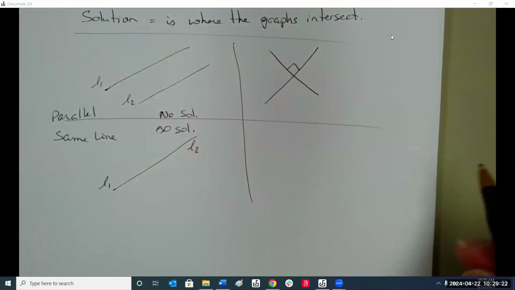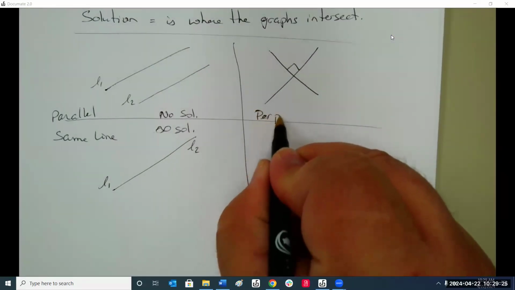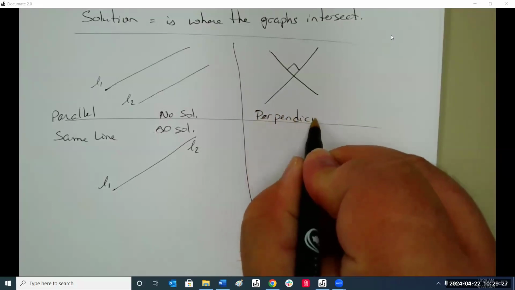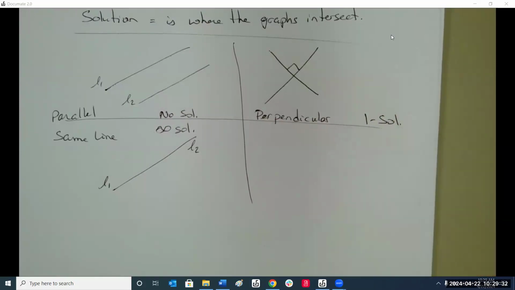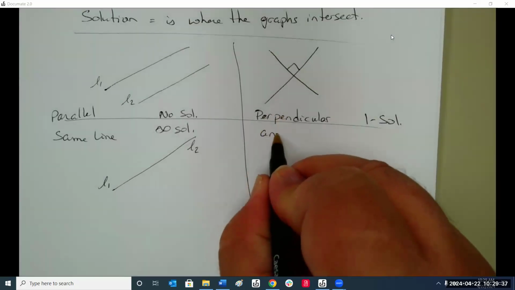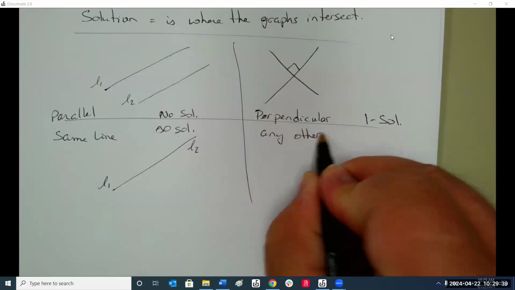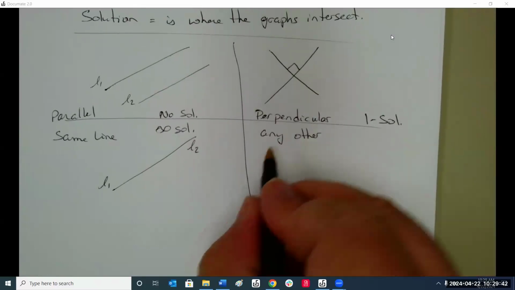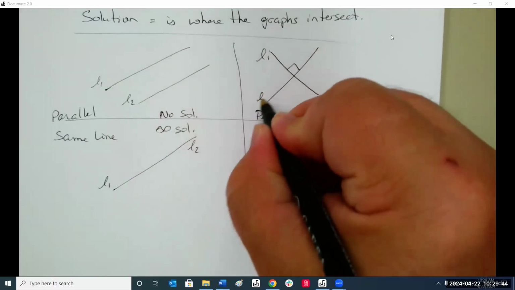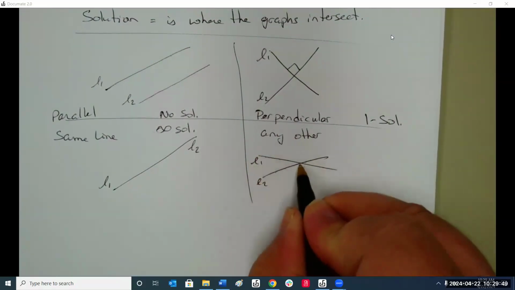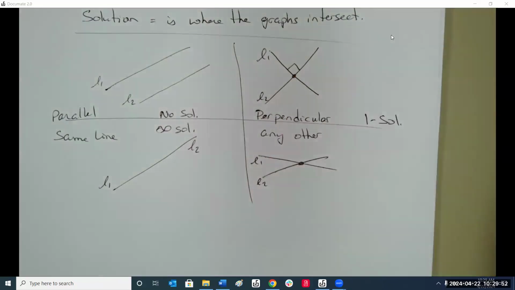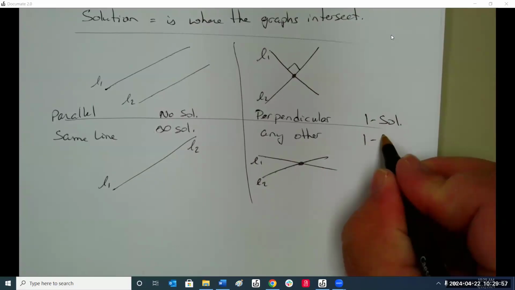They can form a 90-degree angle. We call that perpendicular. We only have one solution. And we have any other. This is line one, line two, and this one here, line one, line two. Where they intersect, that's your solution. And this one only has one solution also.